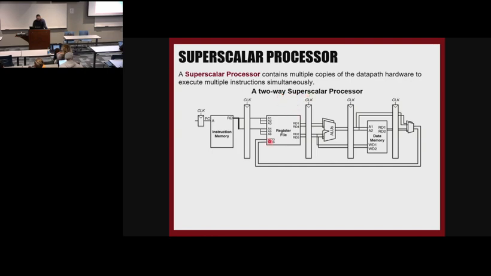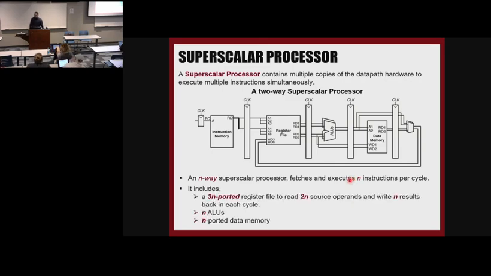The two-way superscalar processor has a register file that supports two instructions at the same time. Then we have two ALUs and a data memory that can store or load two data values at the same time. So an n-way superscalar processor fetches and executes n instructions per cycle. So this is a more generic case, it's not two-way. But this adds some limitations, or we have to add some characteristics of the blocks that we have in the processor.